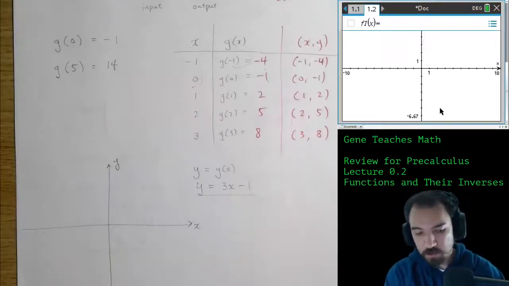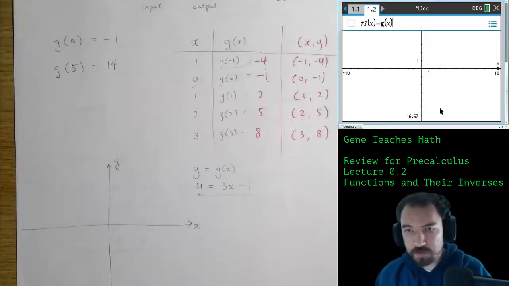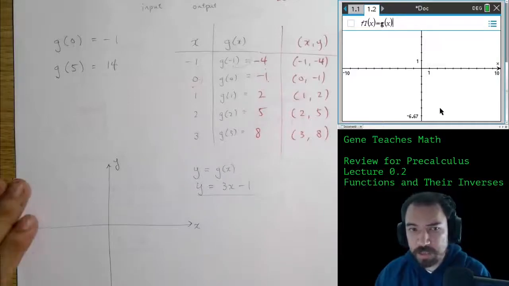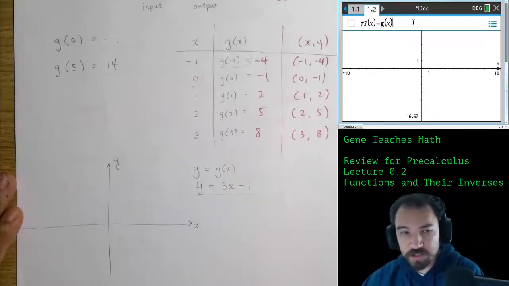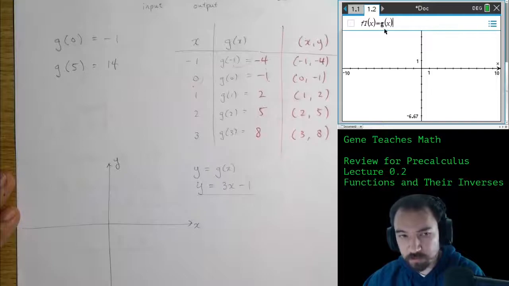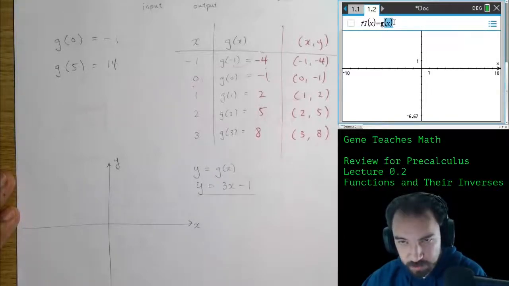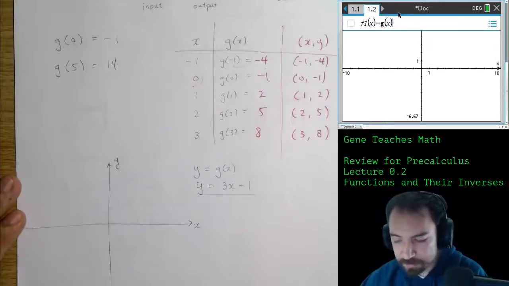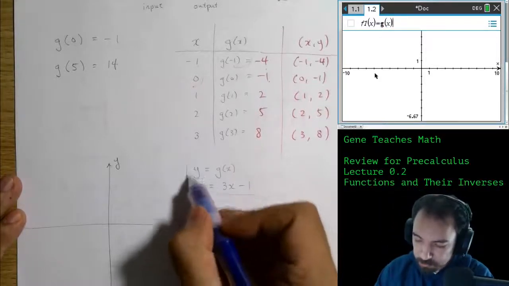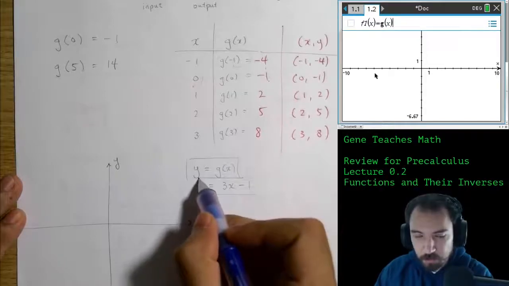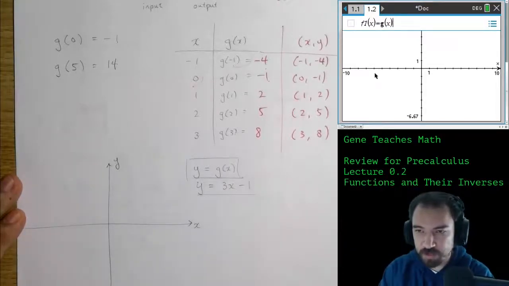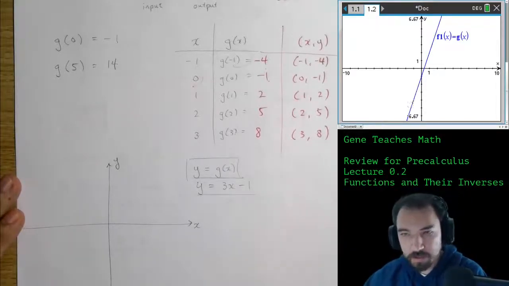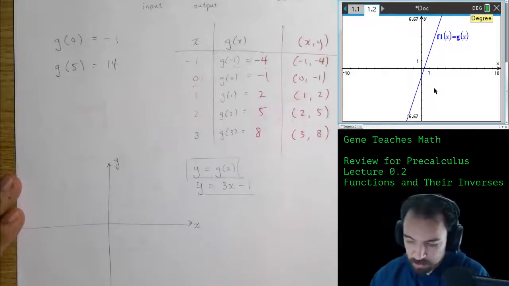So perhaps we could just say, okay, whatever the first thing is, I'm going to set that as g of x. So what this is telling the calculator is, for the graph I want, I'm going to use g of x as the function that I want you to graph. And specifically, I'm telling the calculator, I want you to produce a graph where y equals g of x. And if I hit enter, that's the graph of a line.